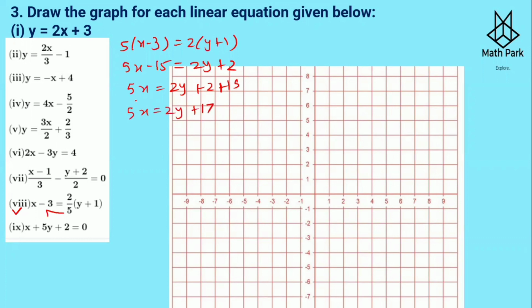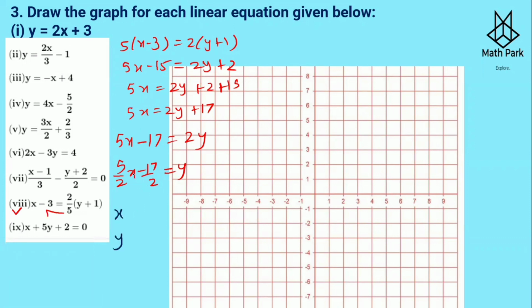If I take this 17 that side, that would be better. So we get 5x minus 17 is equal to 2y, or 5/2 x minus 17/2 is equal to y. Now let us create the table for this. Making y the subject, or x the subject, it becomes easy. So x and y.